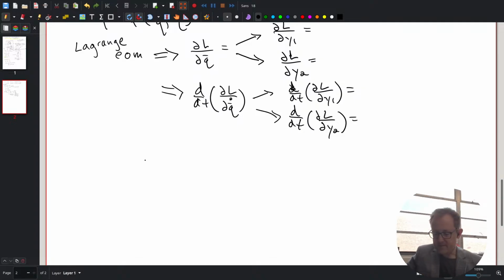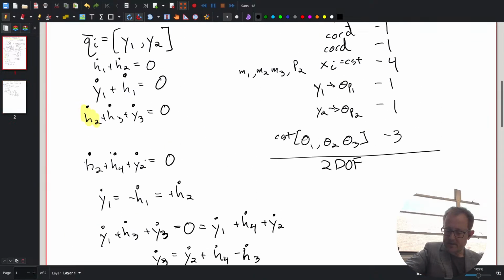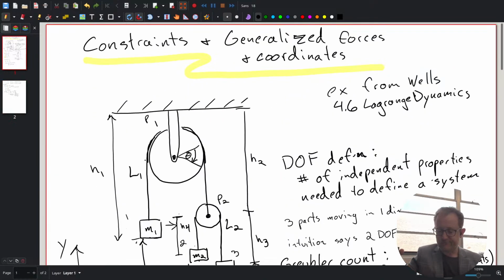Cool. Okay, so that's what I wanted to introduce, a not so quick but kind of quick intro to constraints and generalized forces, and see how you think about it. And then I'll come back later and we'll talk more about this problem, about getting into the equations of motion. But first step is just recognizing how many coordinates you have and what your generalized coordinates would be.